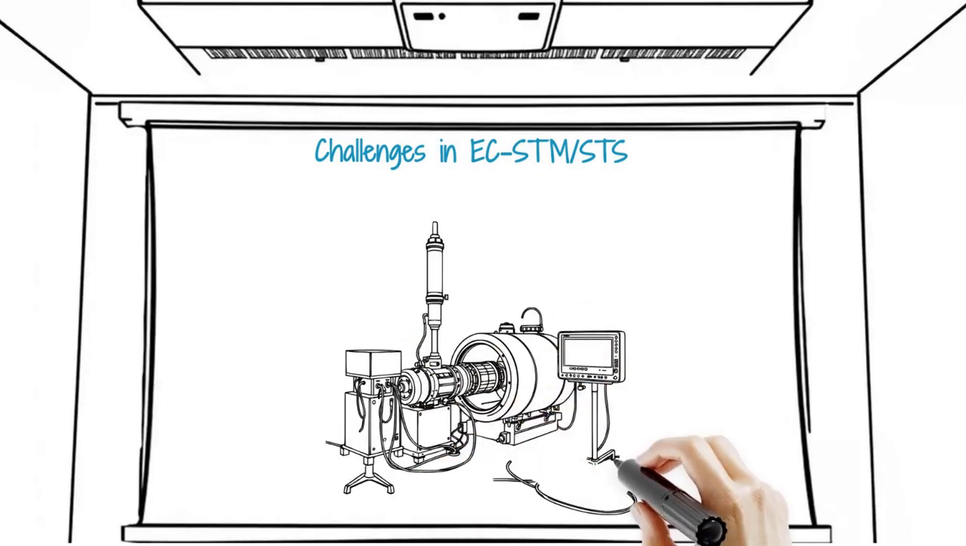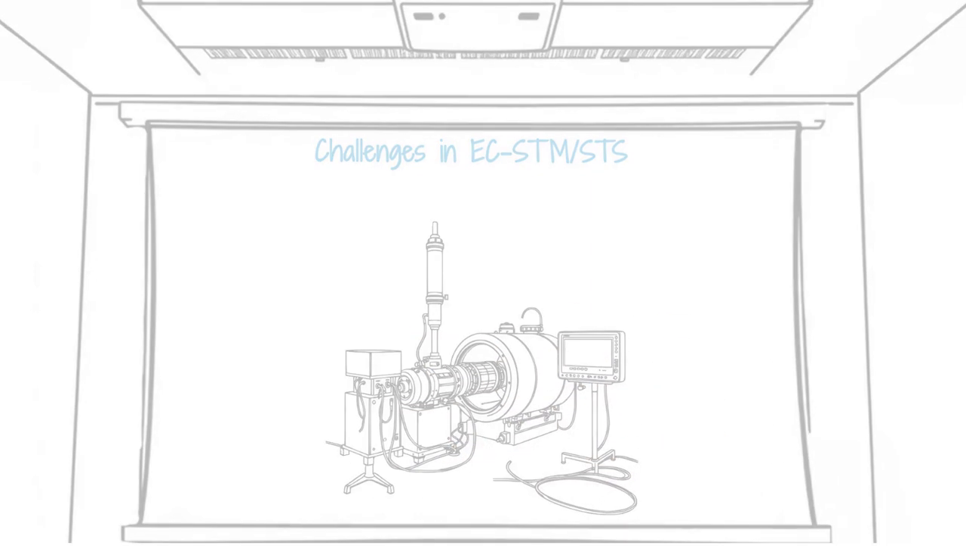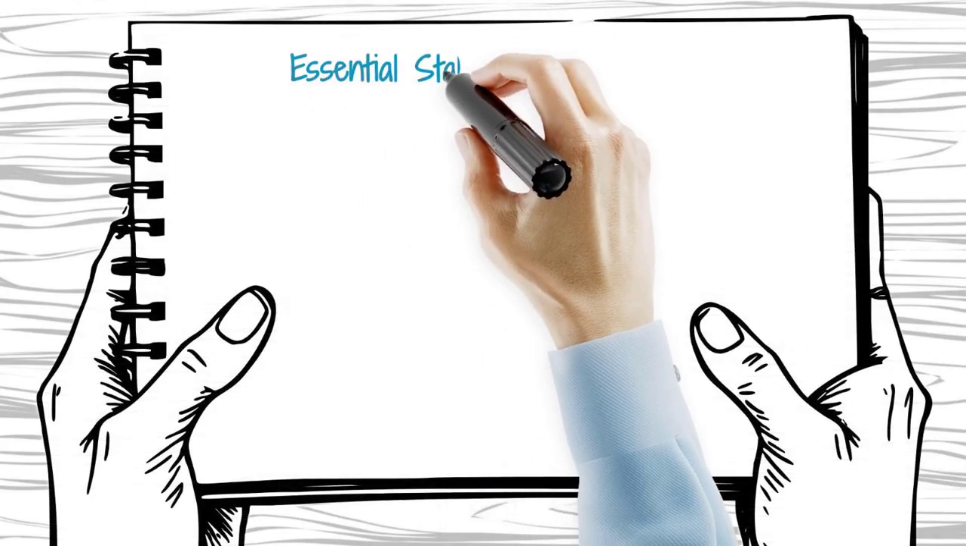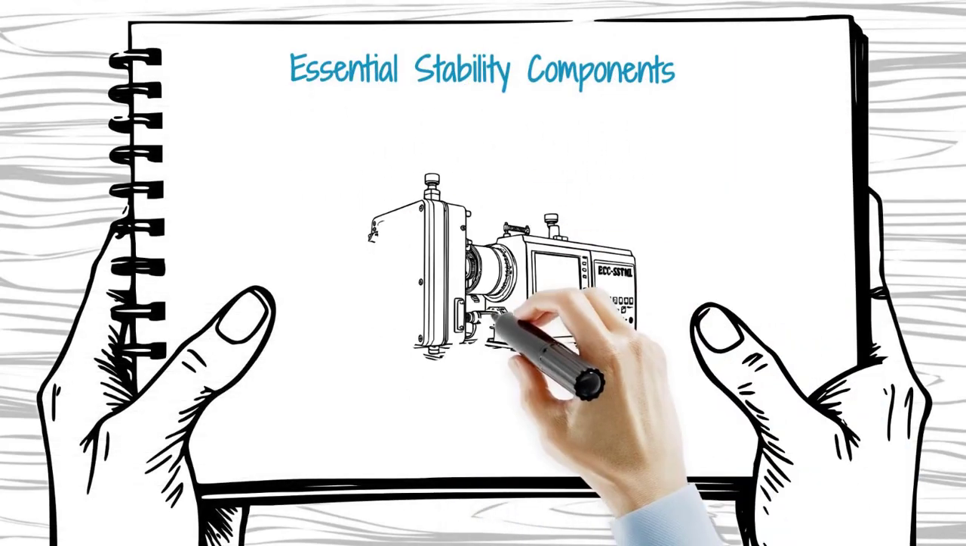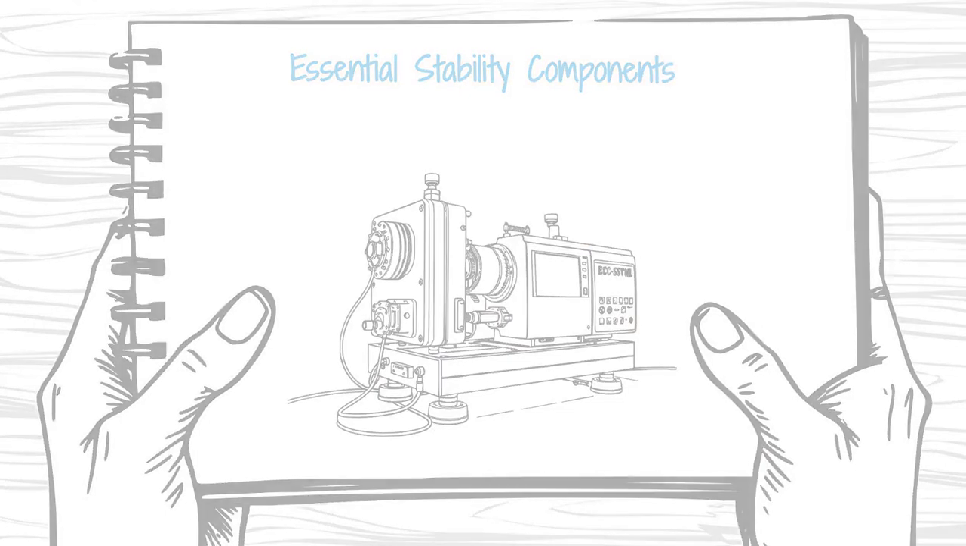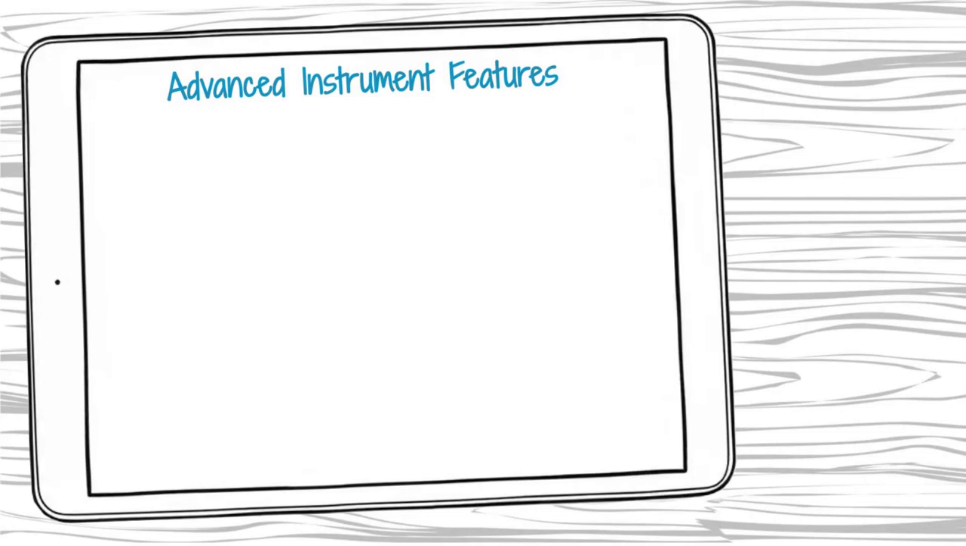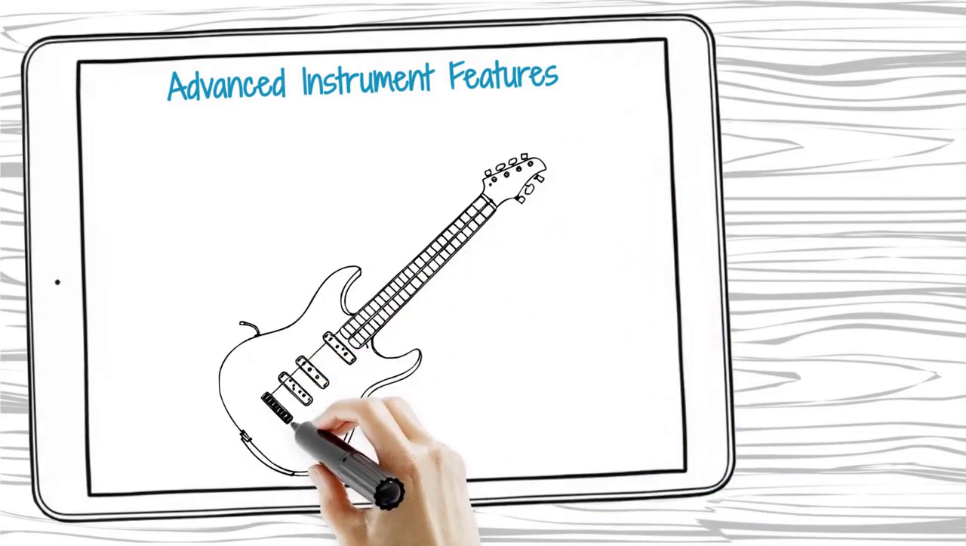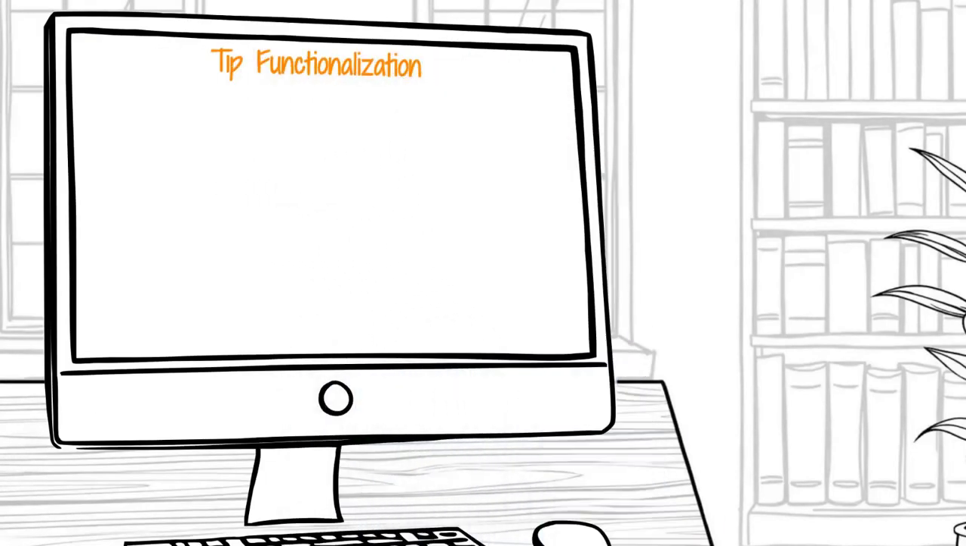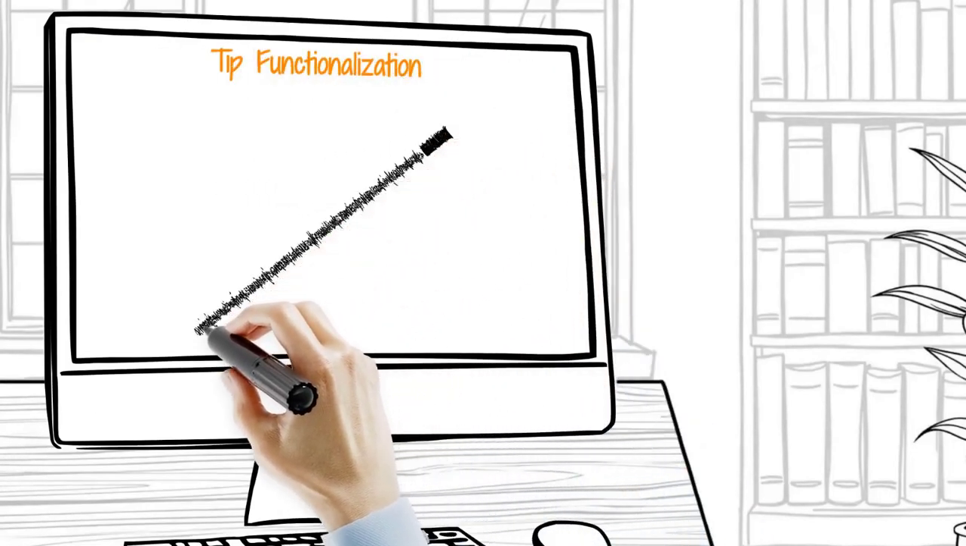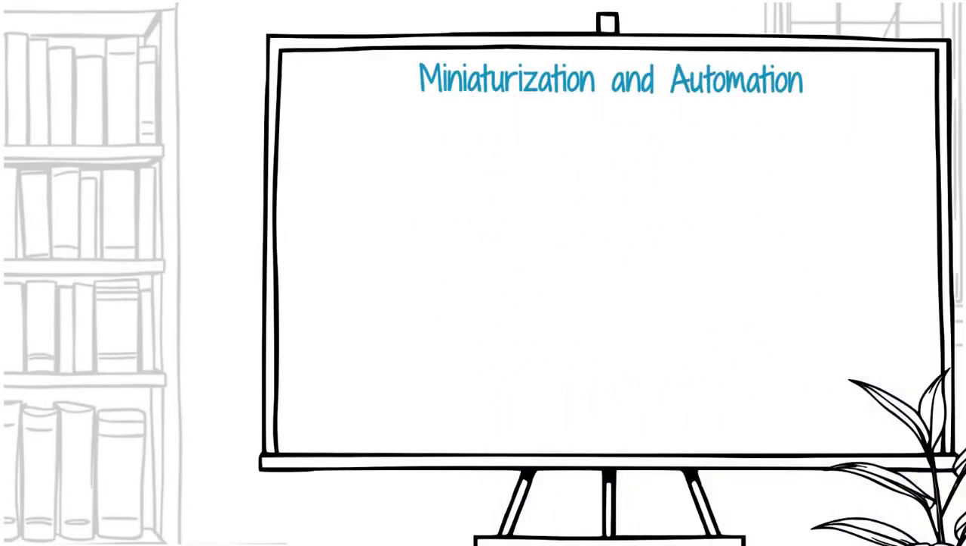Performing ECSTM/STS is technically demanding due to the requirement for stable tunneling conditions in electrochemical environments. Vibration isolation, drift correction, and reference electrode stability are essential for atomic resolution. Advanced systems incorporate feedback loops, current imaging tunneling spectroscopies, and photon-assisted tunneling modules. Tip functionalization is another frontier, allowing chemical specificity and single-bond resolution. Miniaturization and automation are making these tools more accessible for interdisciplinary laboratories.